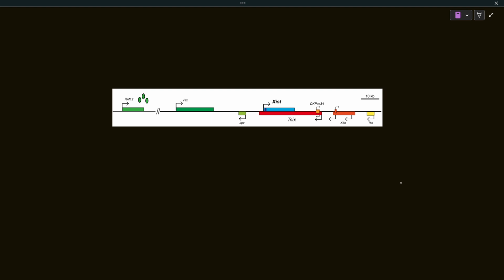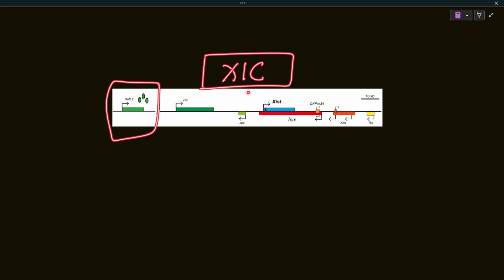So the counting part, the ratio of X chromosome to autosome, is decided by certain factors which can be either X chromosome linked or autosome linked. There is not much information available about autosome linked factors, but we do know about the X linked factors. In last class, we discussed such a factor, and that is RNF12. It is an X-linked factor, meaning it is present on the X chromosome. This RNF12 is a part of the XIC, X inactivation center, and that is what we are going to discuss in detail today.